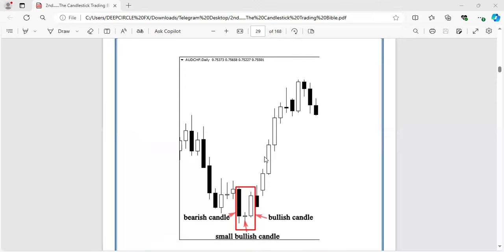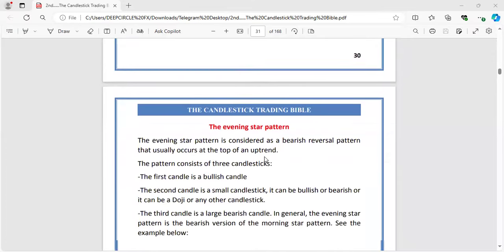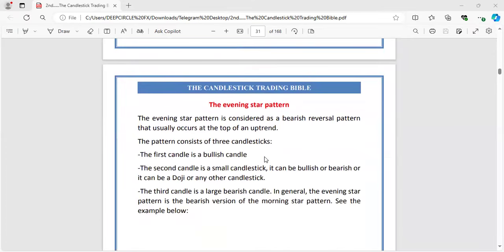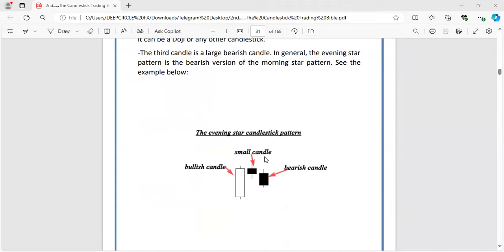So I'm going to move on to the next page. We now have the evening star pattern. This one will be signaling a bearish movement. So it will be like this. We have a bullish candle here, then we have a small Doji candlestick, then we have a bearish candle like this one. So our market is about to go down.